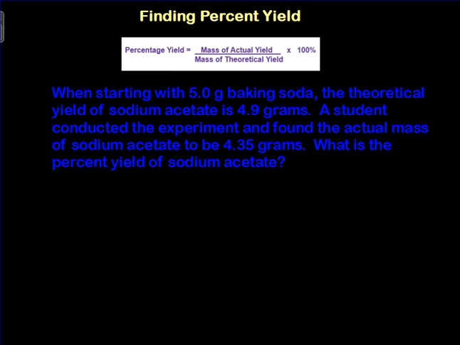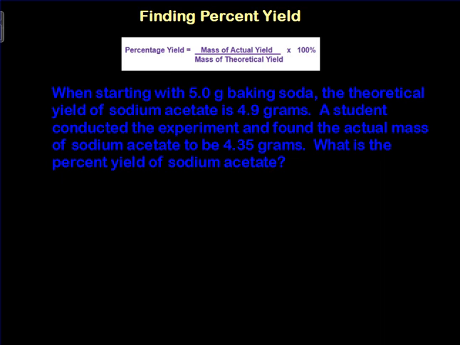So if I pull in my problem here, okay. Our problem says that when starting with 5.0 grams of baking soda, the theoretical yield of sodium acetate is 4.9 grams. And that's what we calculated in the last video. A student conducted the experiment and found the actual mass of sodium acetate to be 4.35 grams. What is the percent yield of sodium acetate? So this student did the experiment, and even though she was supposed to theoretically get 4.9 grams, she only got 4.35 grams.